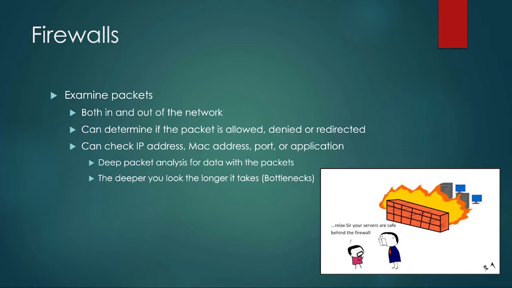We can look at the basics of the packet. Where did it come from? Where is it going to? We can also do deep packet analysis and start looking at the data within the packets. We can check what port it's using or the application that's coming through. One thing to note, the deeper you are looking in the packet, the longer it's going to take for your firewall to decide what to do with the packet, and therefore you can end up creating some bottlenecks.